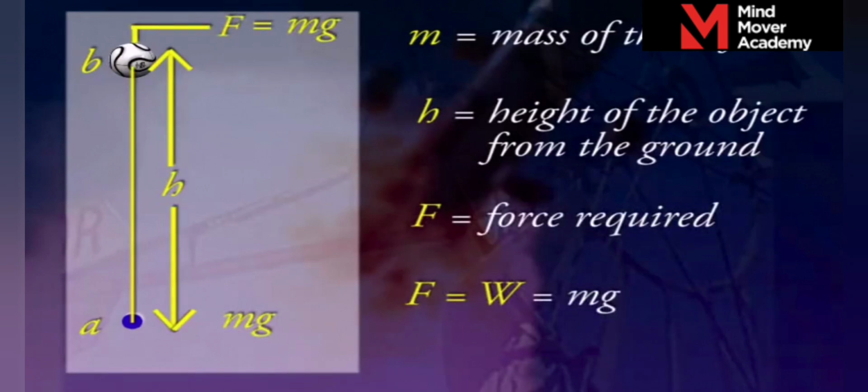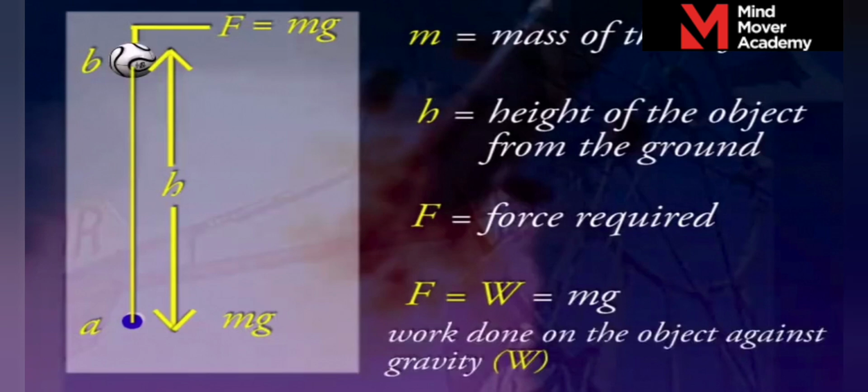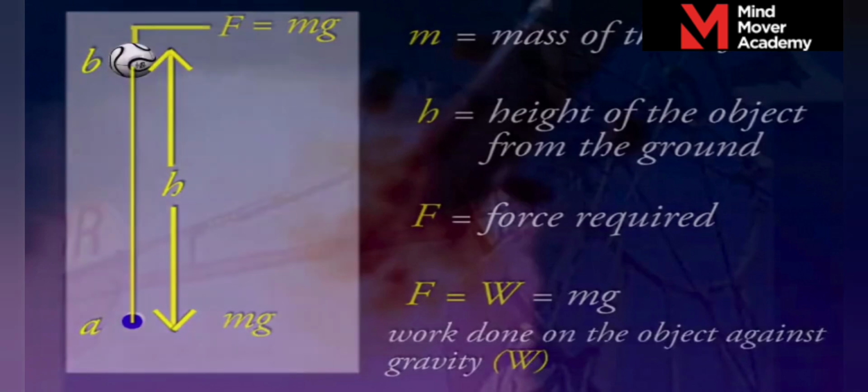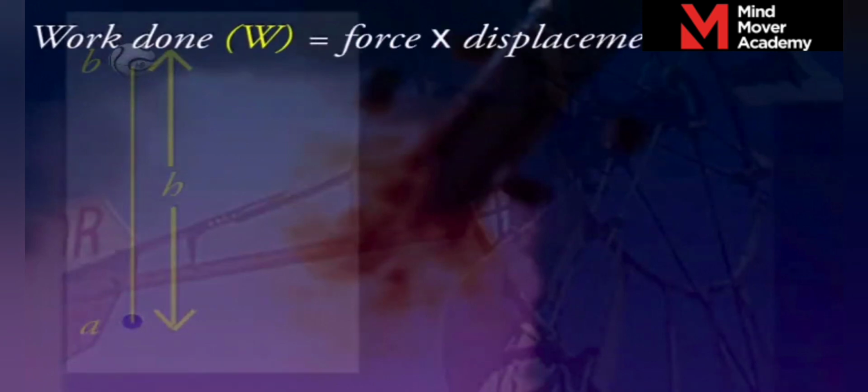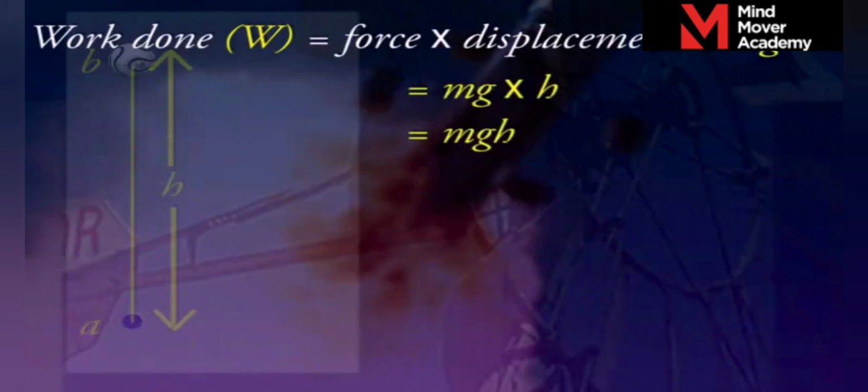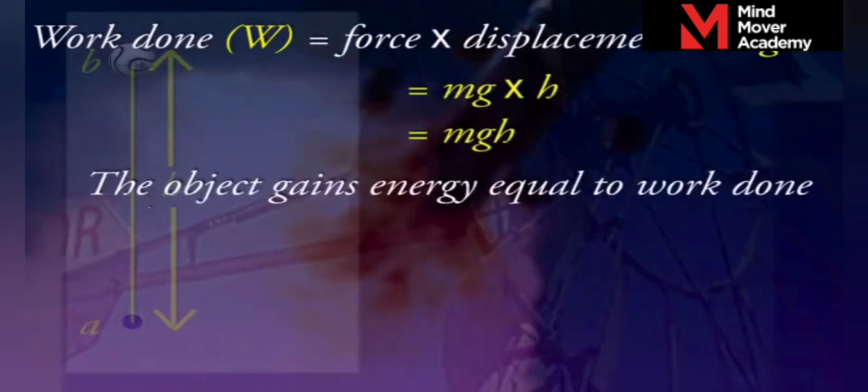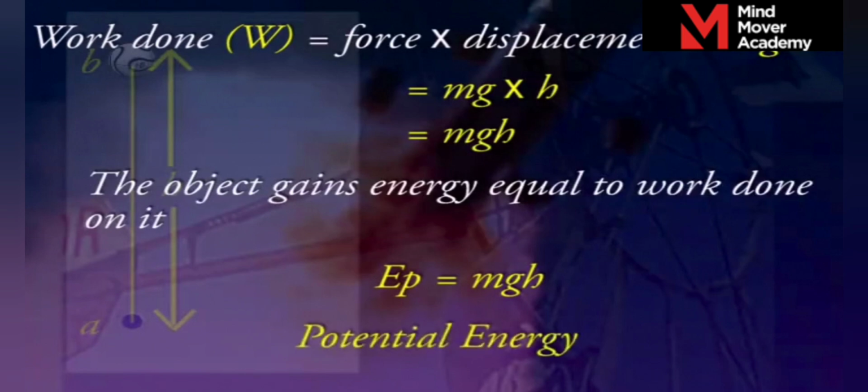Let the work done on the object against gravity be W. Work done W is equal to force into displacement, which is equal to mg into h, which is equal to mgh. The object gains energy equal to the work done on it. So, EP is equal to mgh, where EP is the potential energy.